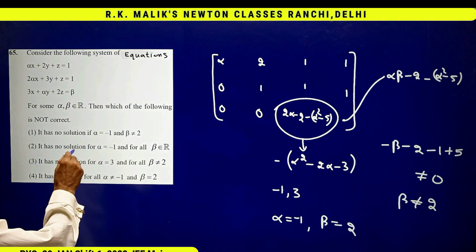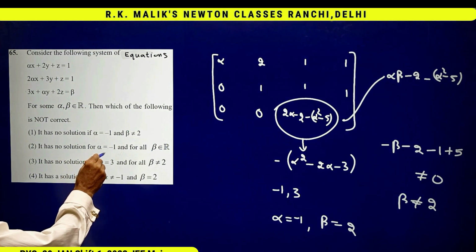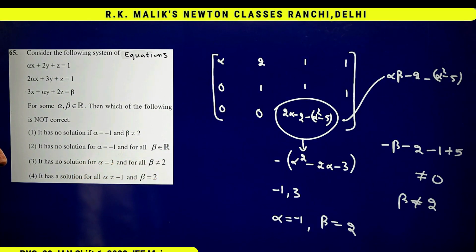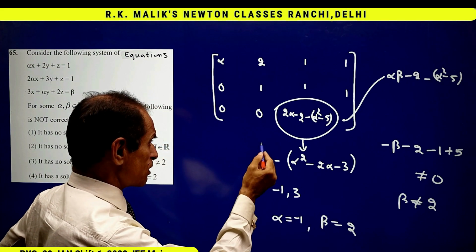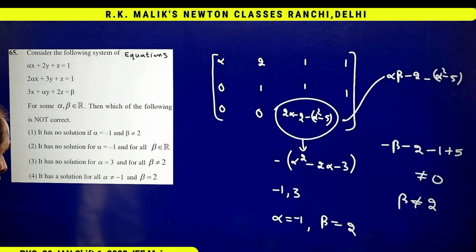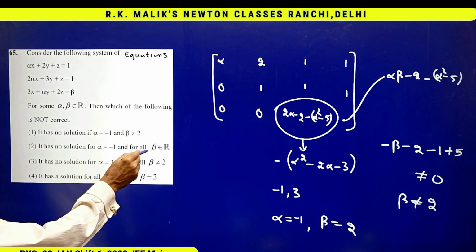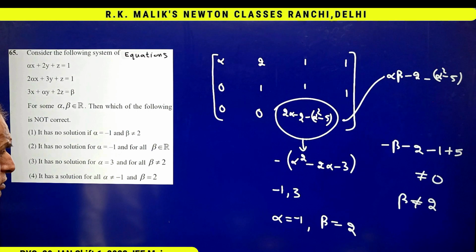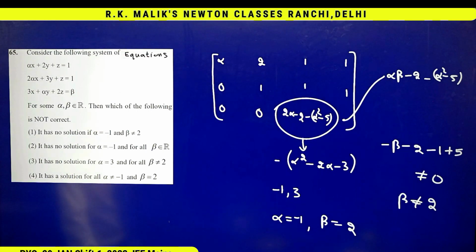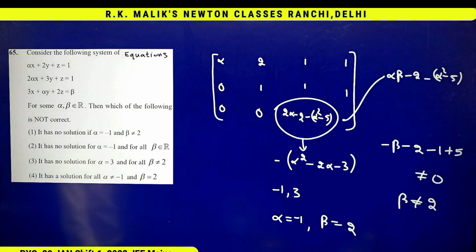But it is saying has no solution for alpha equal to minus 1 and for all values of beta. But no, for alpha equal to minus 1, beta equal to 2, there are infinite number of solutions. And because information of second choice is wrong, therefore second choice can be taken as correct choice. Still, for your clarity, I will check the third and fourth also, just for clarity purpose.